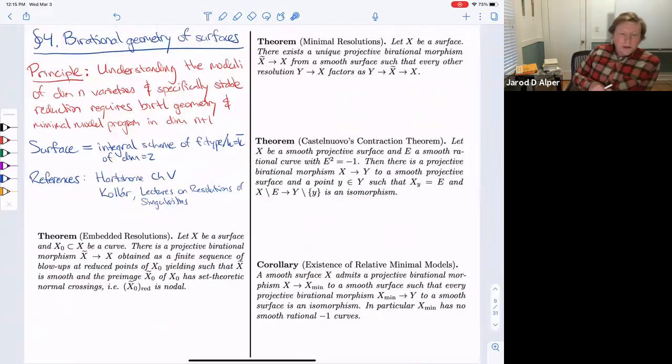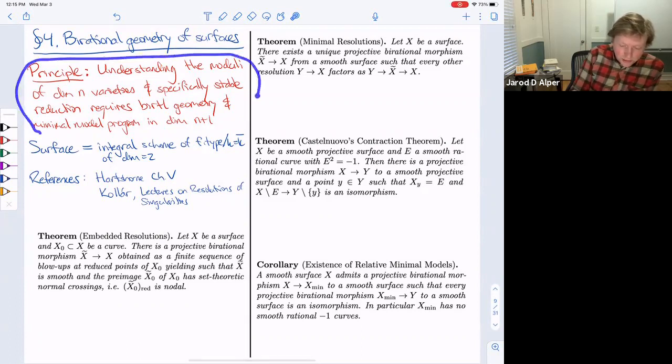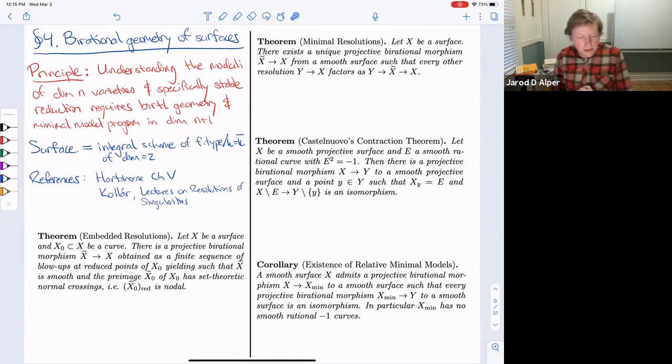Okay, so here I have 4 facts up there from the birational geometry of surfaces. But let me first explain this principle in moduli theory of varieties. If you're interested in understanding the moduli space of n-dimensional varieties, and specifically you want to find a compactification of the moduli space, and you want to determine what singularities of canonically polarized n-dimensional varieties you should allow to get a compact moduli problem.